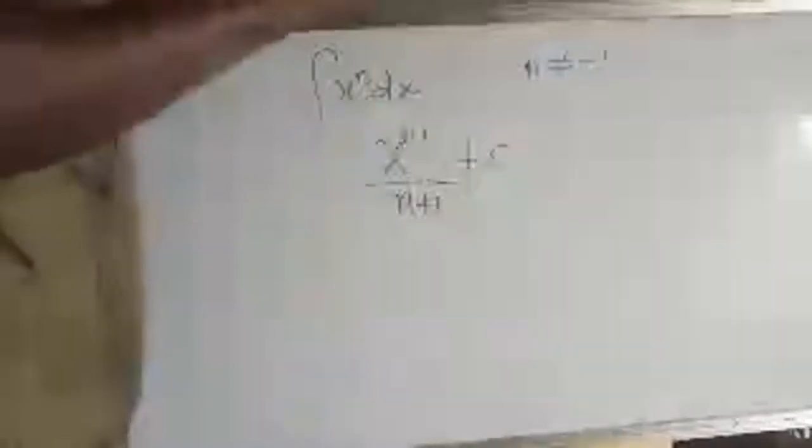we are going to add 1 to this n. That is, we're going to have what? x raised to n plus 1. Then the result will be divided by what you have here, all over n plus 1. Then plus a constant c. That is how that is to be integrated.